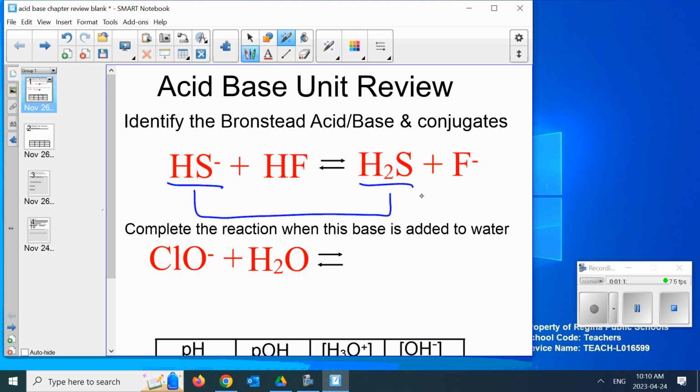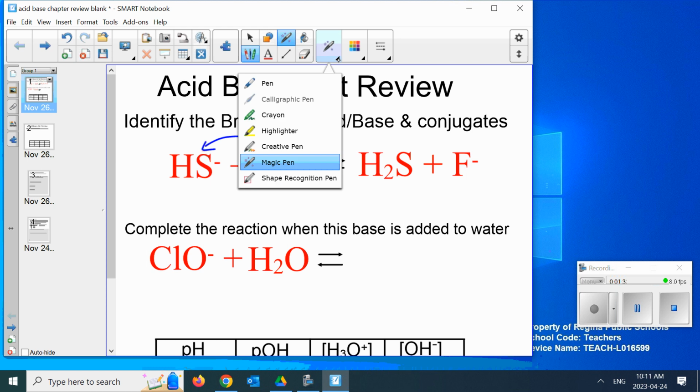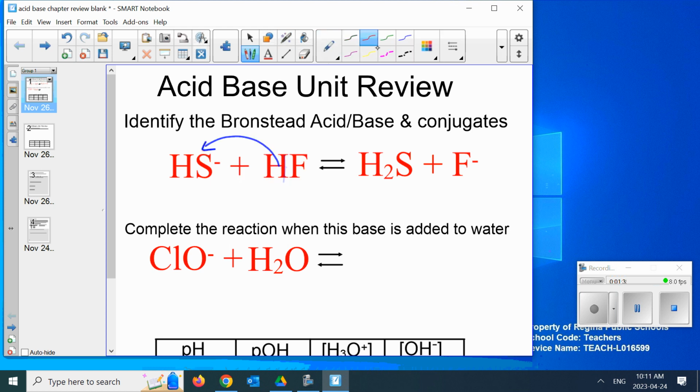It becomes H2S. That means it accepted an H+. That's obviously the base. HF, on the other hand, got rid of, it donated its H. This little H switched over to here, right? That's what happened. So I'm going to just change pens. And right underneath this, this will be my base. This will be my acid.